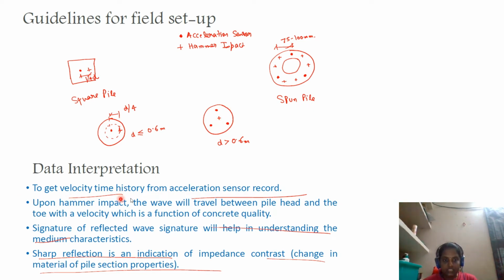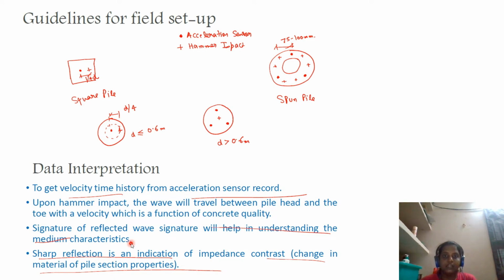So we get the velocity time history from the acceleration sensor record. Upon hammer impact, waves will travel between the pile head and toe with a velocity which is a function of concrete quality. That is the main thing. Your wave will hit the bottom of the pile and come back to the top. Depending on the concrete quality, we'll be able to get a difference in the time recorded. The signature of the reflected wave will help you in understanding the medium characteristics.